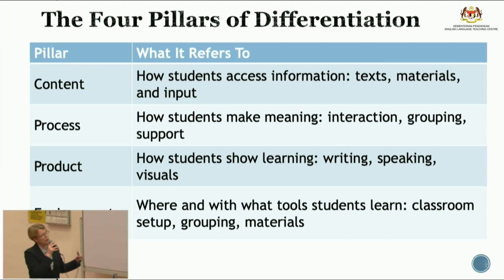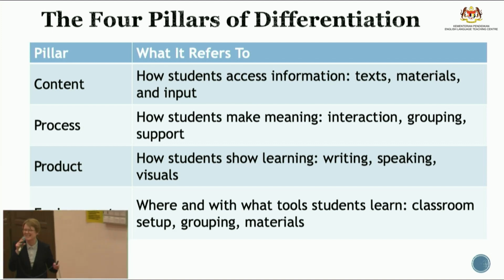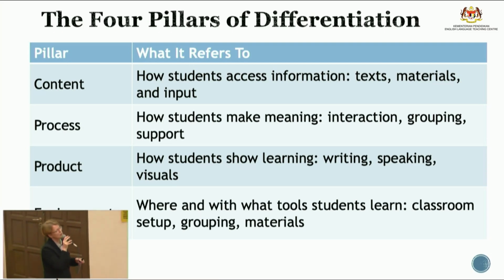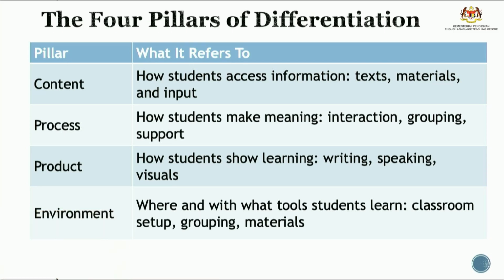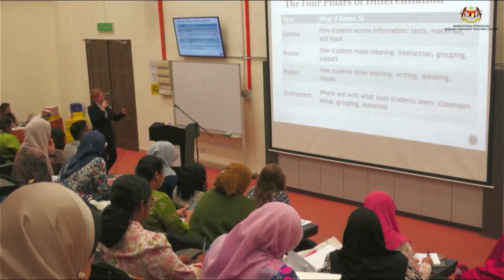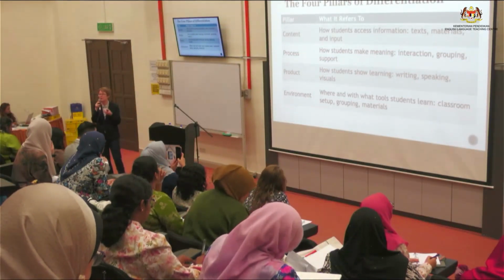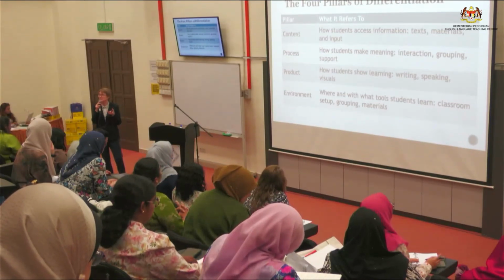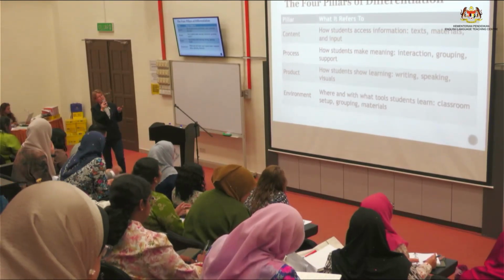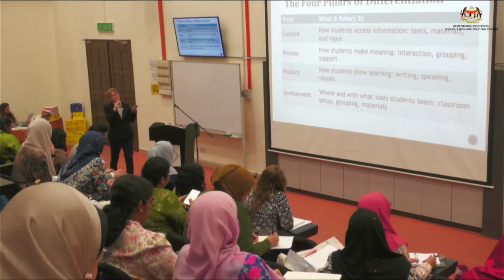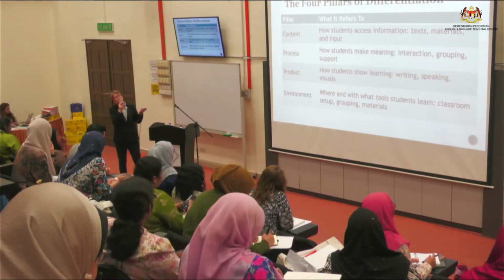Okay, 4 pillars of differentiation. Are we familiar with these? Yes? Okay, so content, process, product, environment, right? These are things that can be modified or changed within a classroom, right? Content, process, product, environment. So how you access the information, how the content or how the input is presented, right? Process, how students make meaning, so what they're doing with the content.